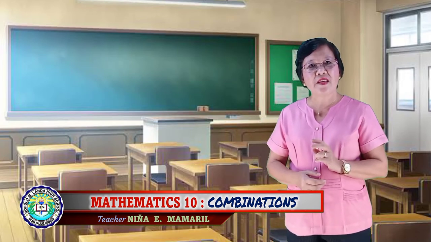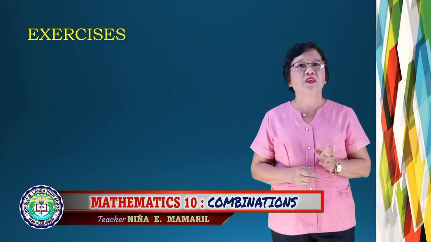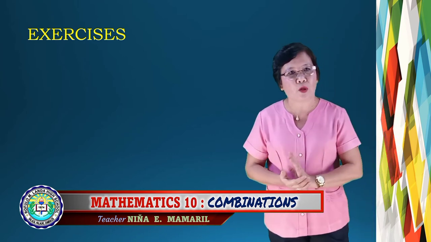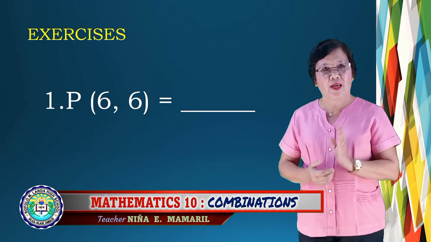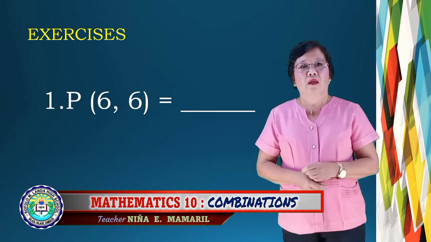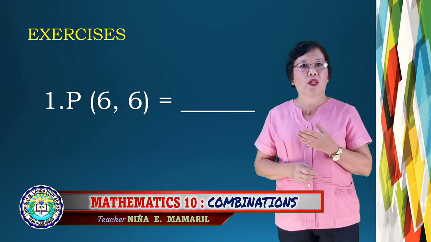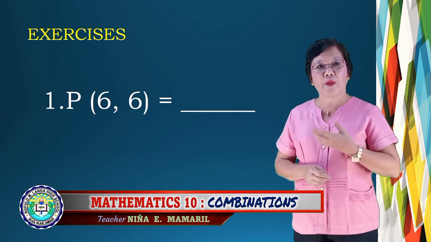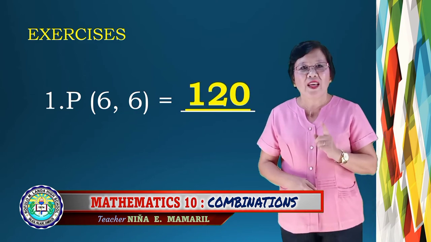At this point, let us have an exercise. Solve the given items, applying your knowledge about permutations. So be ready with your paper and ball pen, and let us take now item number one. Are you ready? Okay. Question number one: P(6, 6) is equal to blank. So here, your unknown is the number of permutations. The correct answer for item number one is 120.